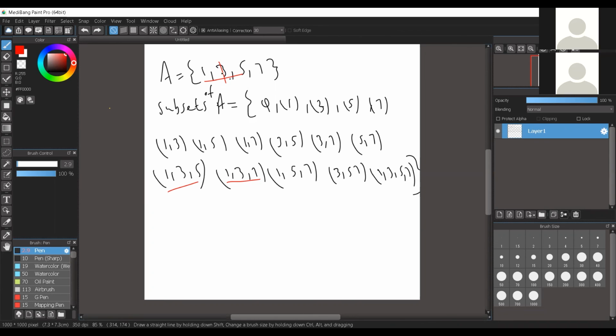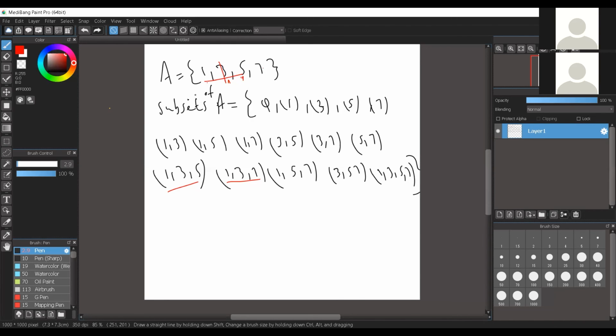Then we're going to start with 3. 3, 5, 7. Then we would have 3, 5, 1, but we already have 1, 3, 5. We're not going to repeat. We said it. We're done with that.